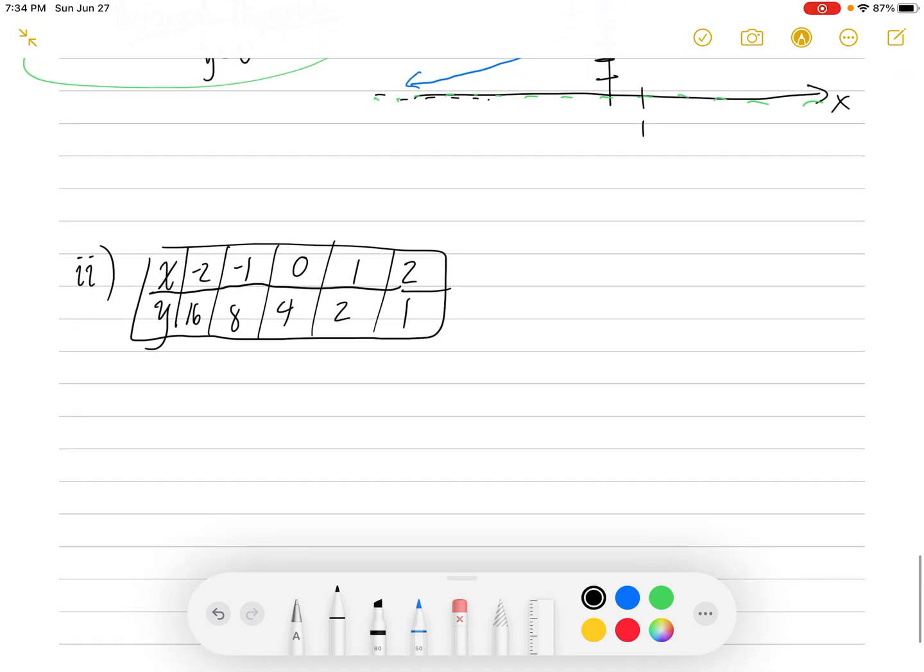X is -2, -1, 0, 1, and 2. Y is 16, 8, 4, 2, and 1. Okay, so we're told this is an exponential function. We need to find its equation, so we know it's of the form f of x equals c times a to the x.